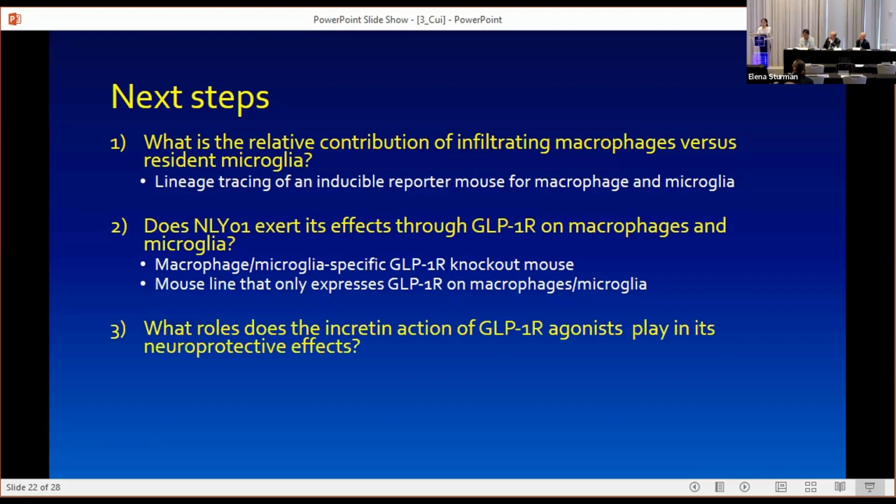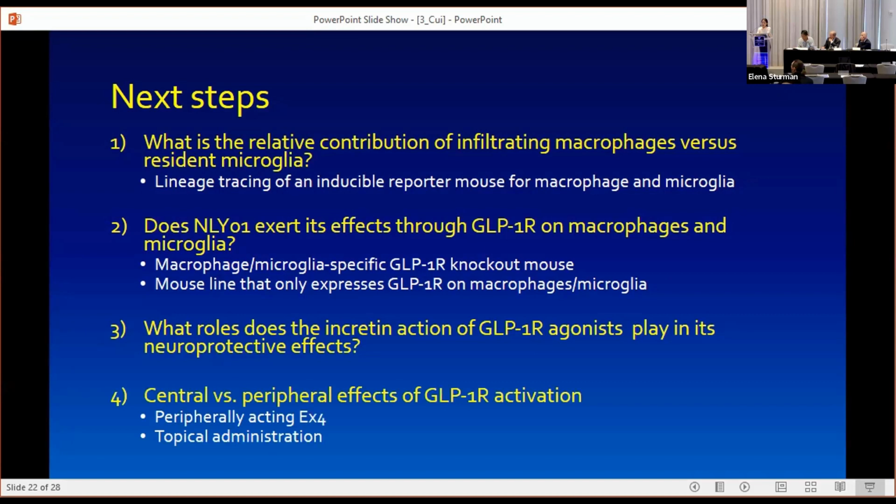And the flip side of that, and finally, this is sort of the topic of this session here, what role does the incretin action of GLP-1 receptor agonists play in its neuroprotective effects? So in order to figure that out, we need to distinguish its insulin releasing effects from its central neuroprotective effects. And one way we're thinking of doing that is by using beta cell specific GLP-1 receptor knockout, which means that these mice are not able to release insulin in response to a glucose bolus because of the release of GLP-1 or GLP-1 receptor agonist use.